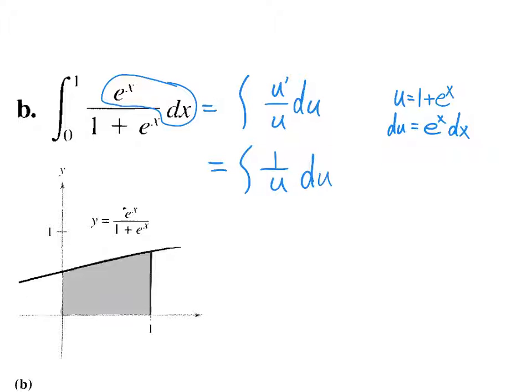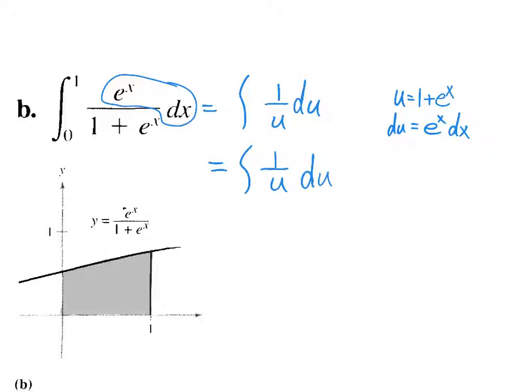I thought we just said it was u prime. That's why I said it's redundant, because I wrote the u prime and the du. It's du over u, not u prime over u, and then another du. So I got a little bit redundant there, sorry.